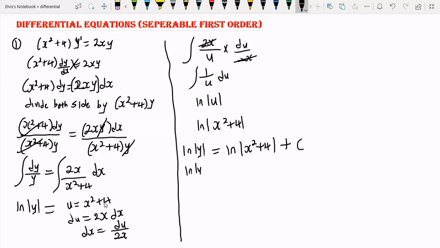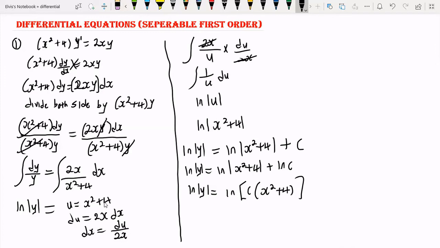Okay? So this is going to be ln of the absolute value of y is equal to ln of the absolute value of s squared plus 4, then plus ln of c, because this is also a constant. Ln of c is a constant, c is also a constant, so we can also represent this with ln of c, okay? So now guys, we are going to say ln of the absolute value of y is equal to ln of c, then multiply by s squared plus 4, okay? Because as you can see, we are having the addition of two ln functions, so meaning we can multiply them. So it's going to be ln of c multiply s squared plus 4, okay?